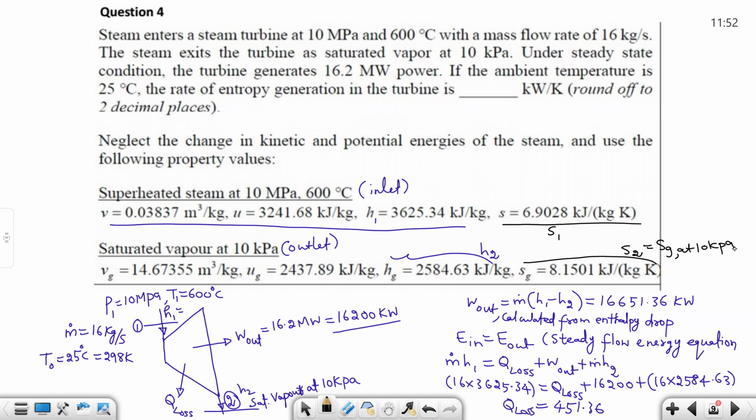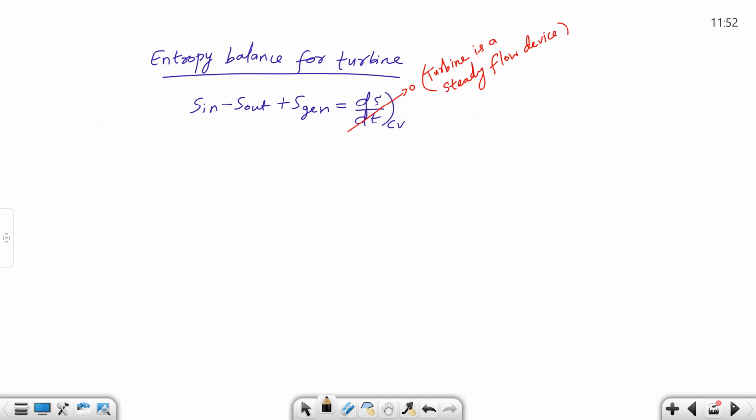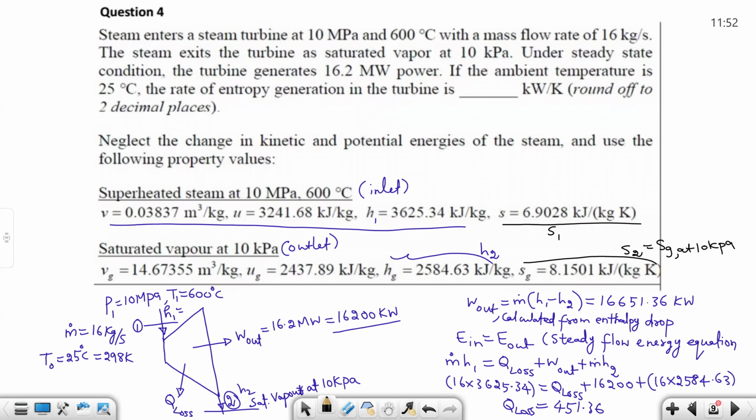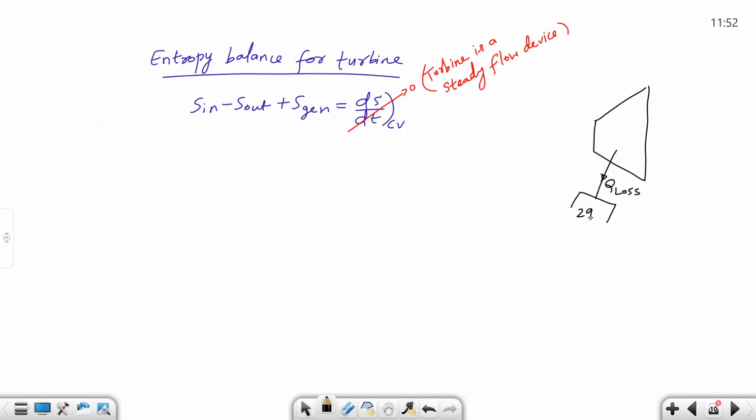Then heat loss. So how do you get the entropy transfer through a heat loss? What you understand is, this is the turbine. So there is a heat loss. The heat loss is going to an atmosphere which is at 298 Kelvin. So this is the turbine.